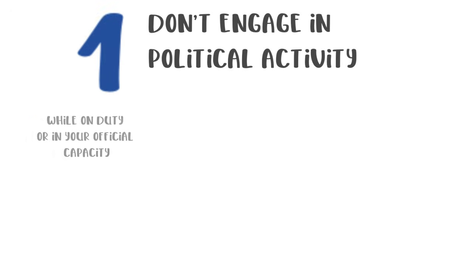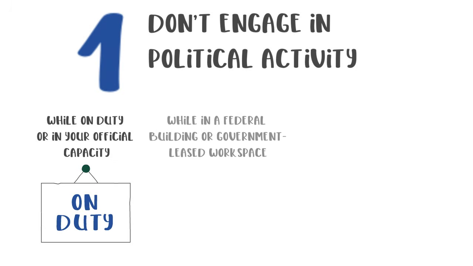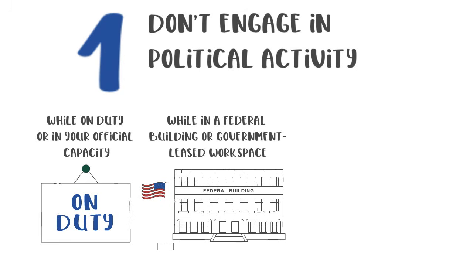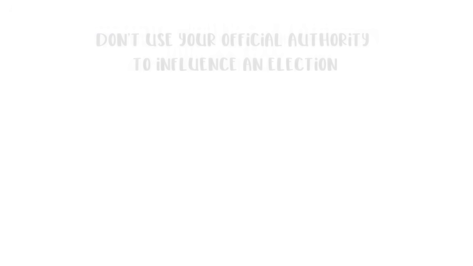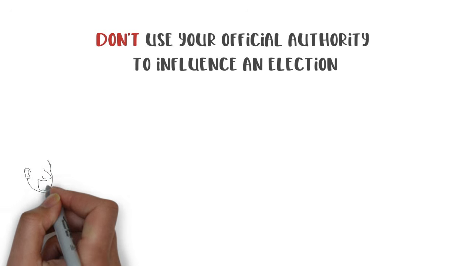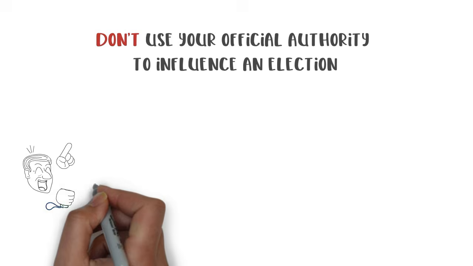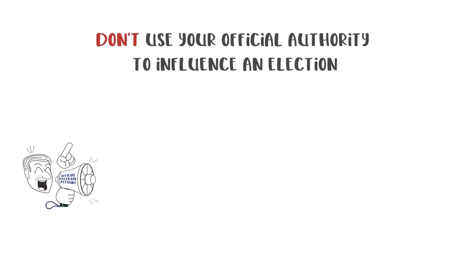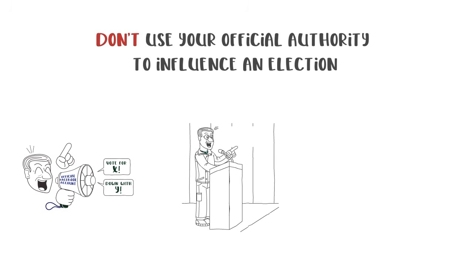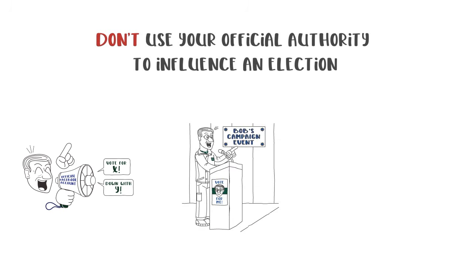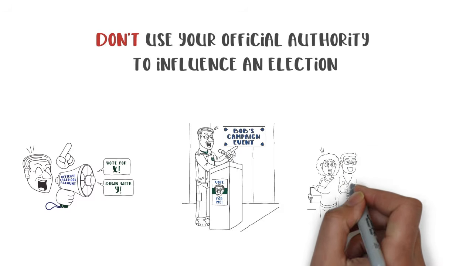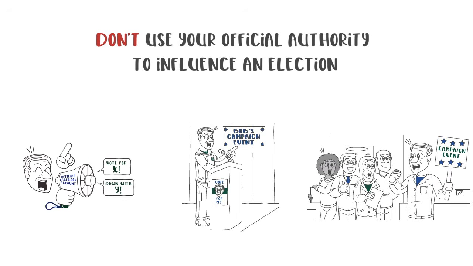First, don't engage in political activity while on duty or in your official capacity while in a federal building or government-leased workspace or using your official authority to influence an election. This means, for example, that you cannot use official social media to send messages advocating for the success or defeat of a candidate or a political party. You also cannot speak at a political campaign event in your official capacity or use your government title at a campaign event, and you cannot ask your subordinate employees to go to a campaign event or engage in political activity.